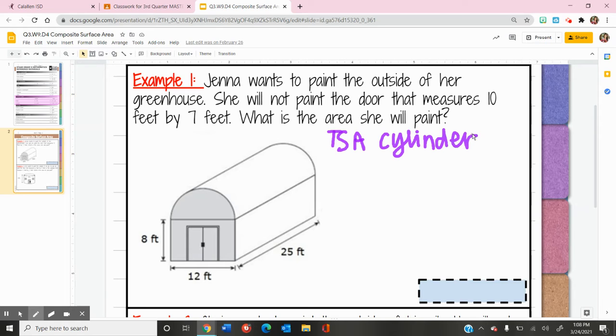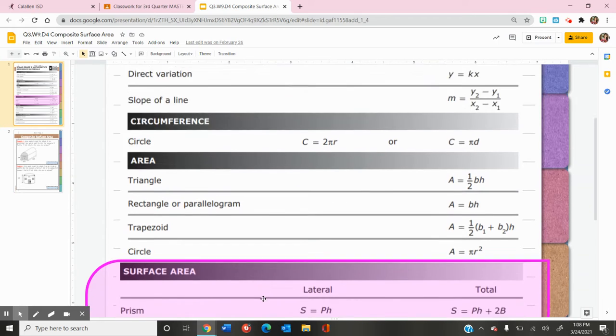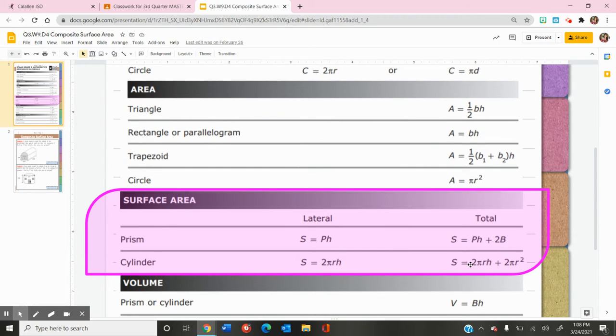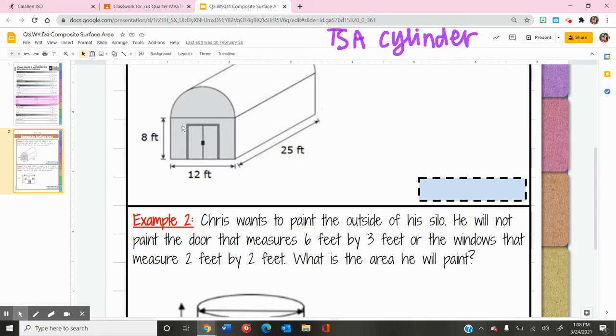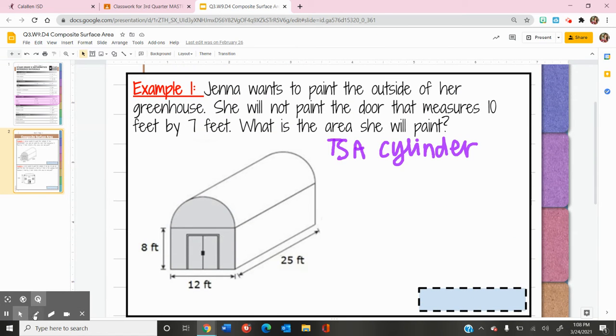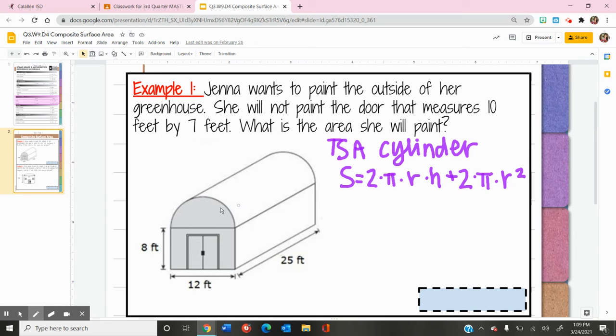Now, looking at your formula chart, it tells me that the formula for total surface area of a cylinder is 2 times pi times radius times height plus 2 pi r squared. So I'm going to go ahead and copy that down. S equals 2 times pi times radius times height plus 2 times pi times radius squared. So I need my radius and I need my height.